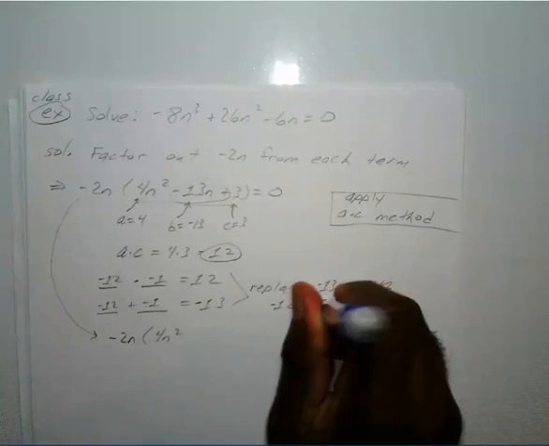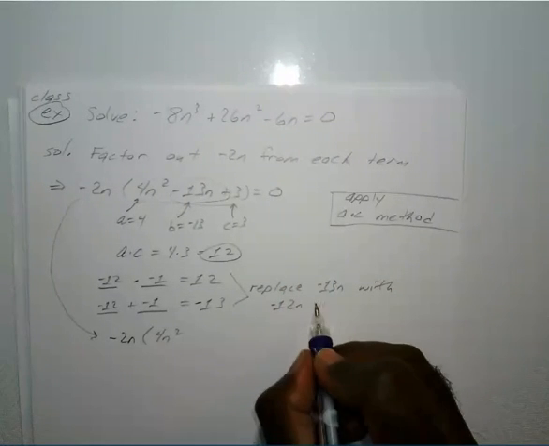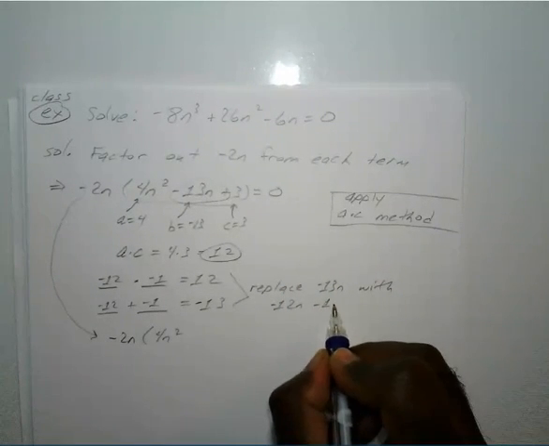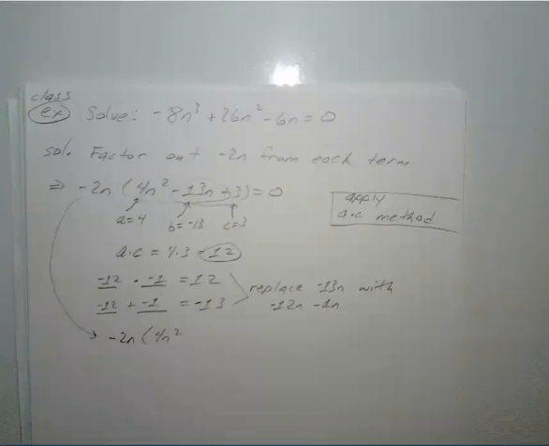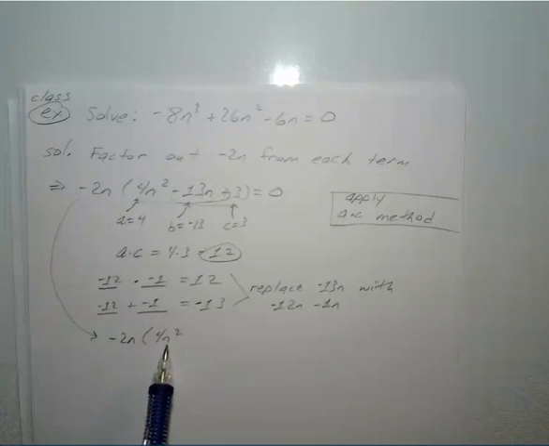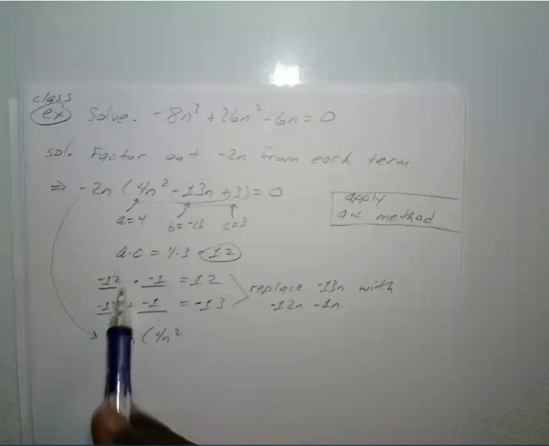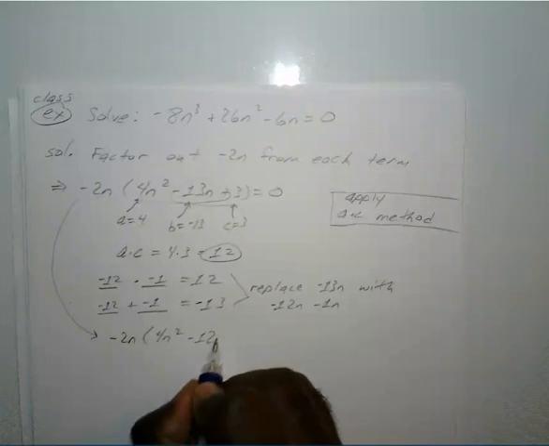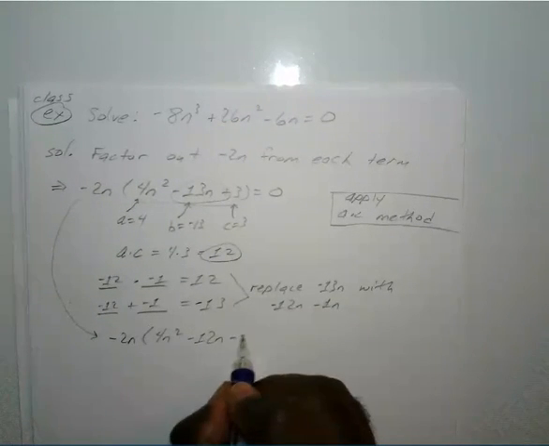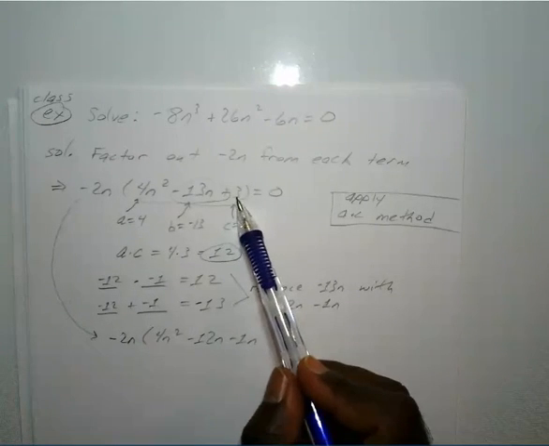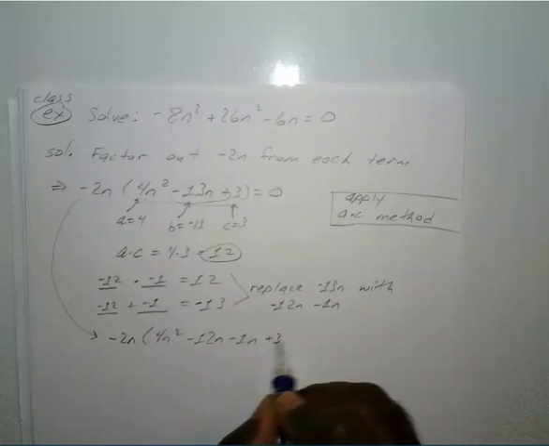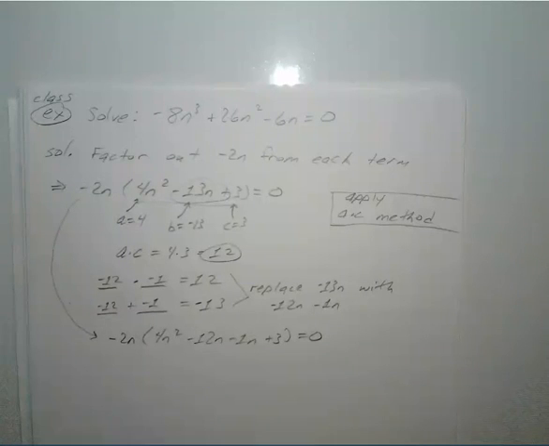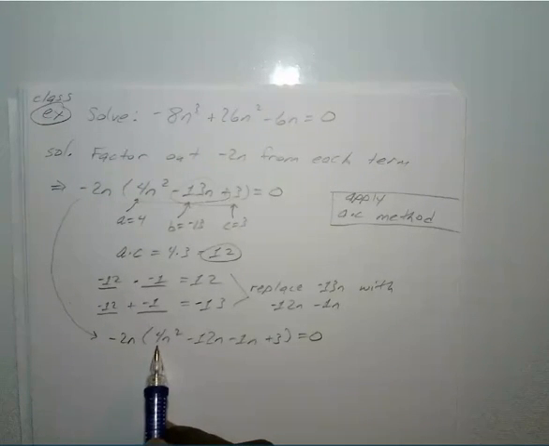plus, or you can put minus instead of plus negative. You can make that minus 1n. Okay, so you have 4n squared minus 12n minus 1n, and you still have that plus 3 equals 0. Okay, so now this part we factor by grouping.